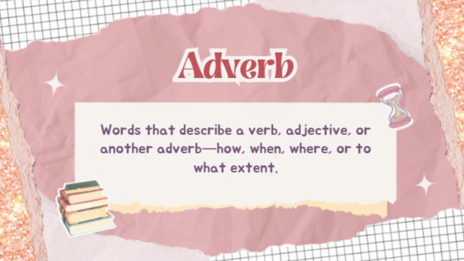The fifth is adverb. An adverb is a word that describes or gives more information about a verb, an adjective, another adverb, or even a whole sentence. It tells us how, when, where, to what extent, or how often something happens. For example, in the sentence, she runs quickly, the adverb quickly tells how she runs. Adverbs often end in ly, like slowly or happily, but not always, such as fast or well.